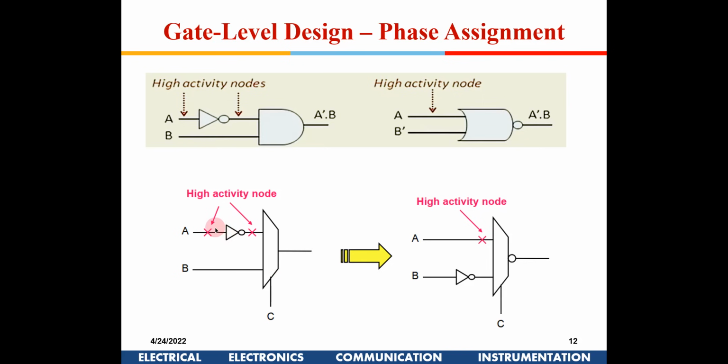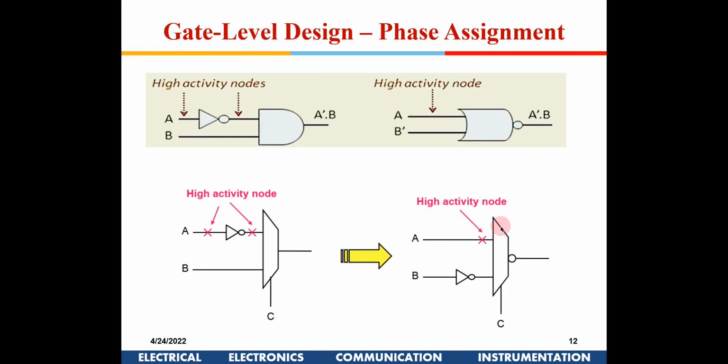So here also, if you see here, we are assuming that A is a high activity node, and B has got much lesser activity, and most of the times B has to be routed to output. But with this particular configuration, although A is not being routed, because the requirement is to send A bar, we have put an inverter out here, so there will be switching.